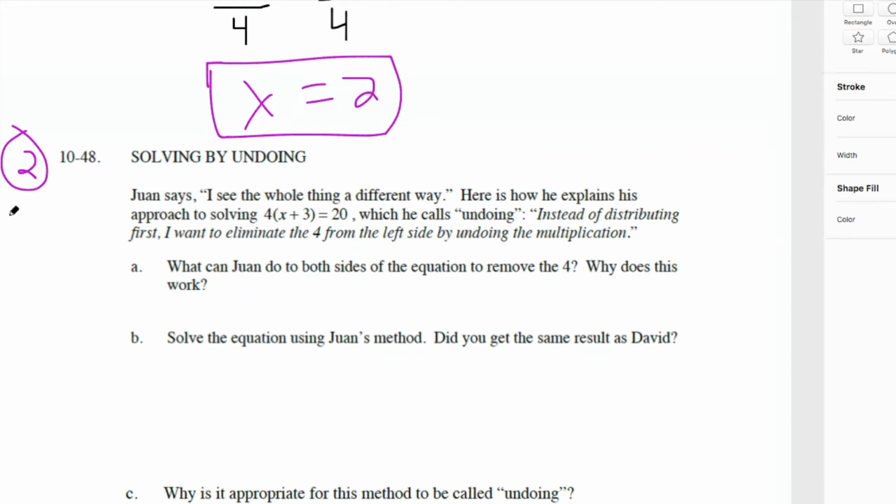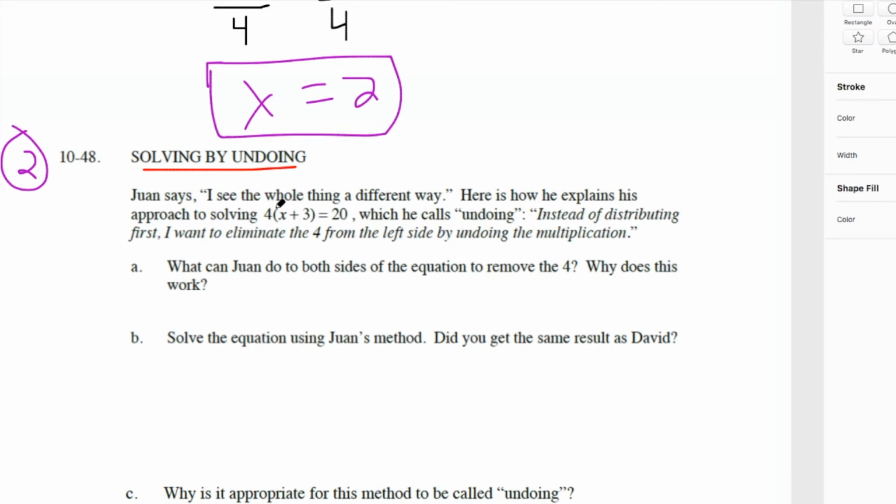Juan says, I see the whole thing a different way. Here's how he explains his approach to solving 4 times the quantity of x plus 3 equal to 20, which he calls undoing. Instead of distributing first, I want to eliminate 4 from the left side by undoing the multiplication. Okay, interesting. So instead of doing the math and actually distributing, he doesn't do that. He says, why bother with actually doing the math out on the left side? Let's skip ahead and solve by undoing.